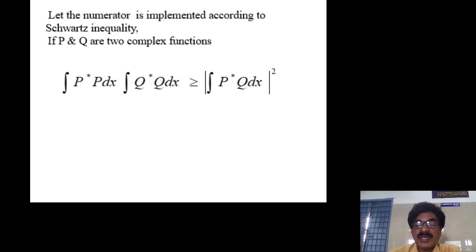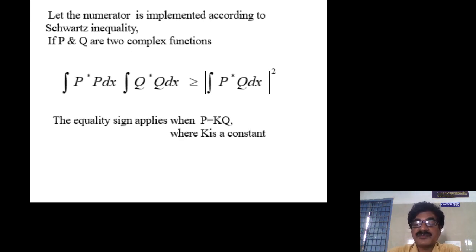If p and q are two complex functions, then integral of p star p dx into integral of q star q dx is greater than or equal to mod of integral of p star q dx whole square. This is the Schwarz's inequality theorem, and the equality sign applies when p equals k q, where k is a constant.